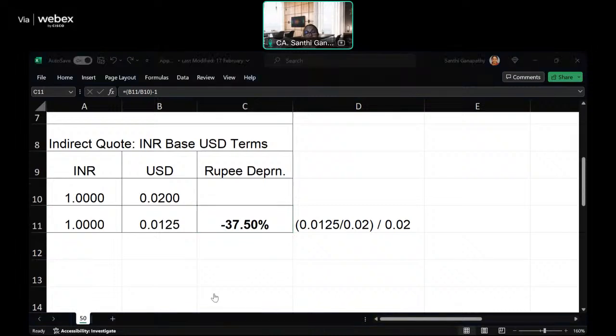Why am I telling you all this? Because when you look at the problem, what is the problem saying? Which currency is appreciating or depreciating, that we need to look at. Based on that only, we should apply. Whichever currency is appreciating or depreciating, we should apply the appreciation or depreciation to that currency only.